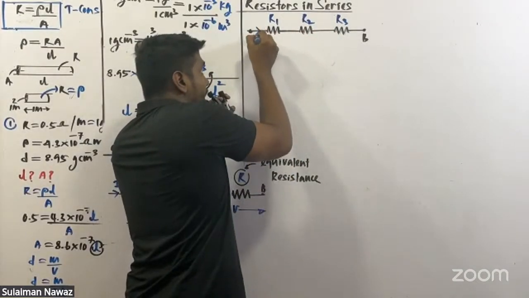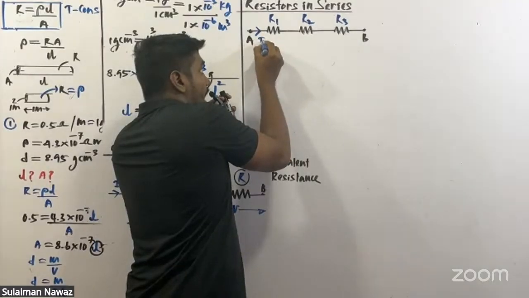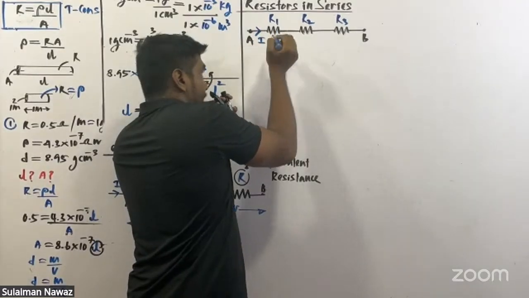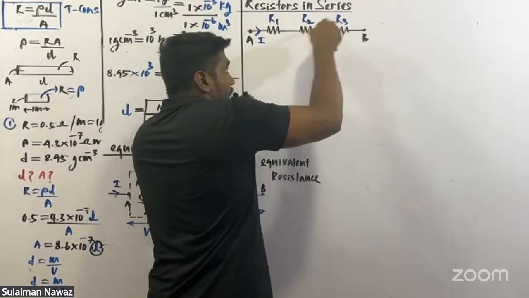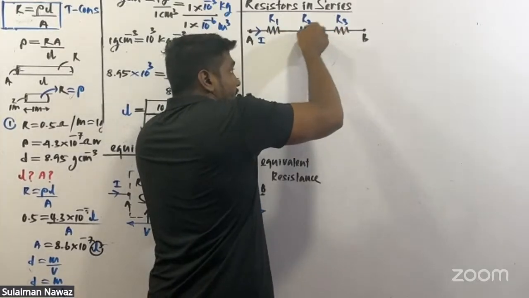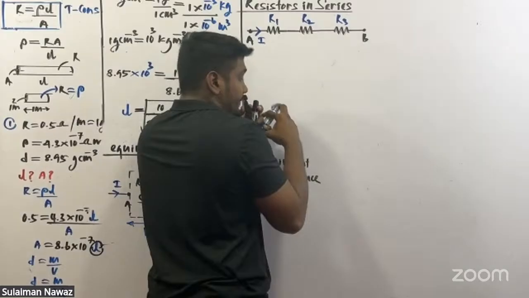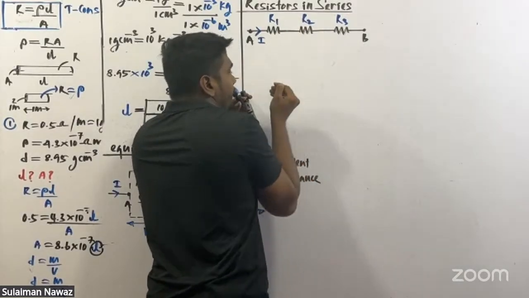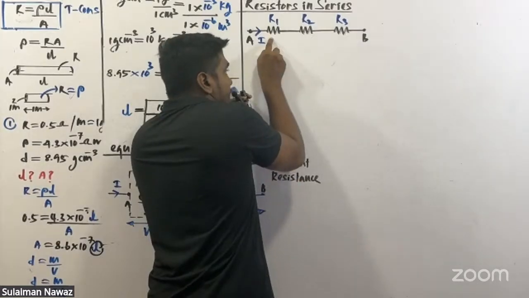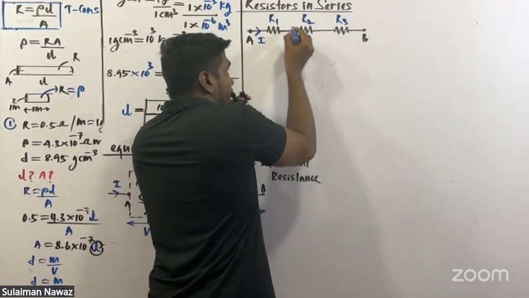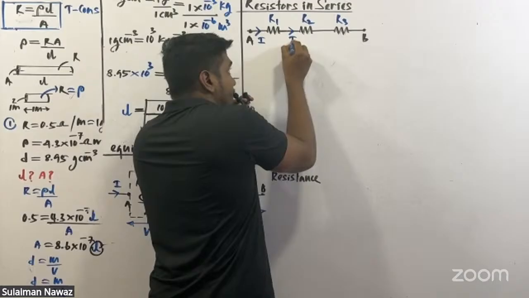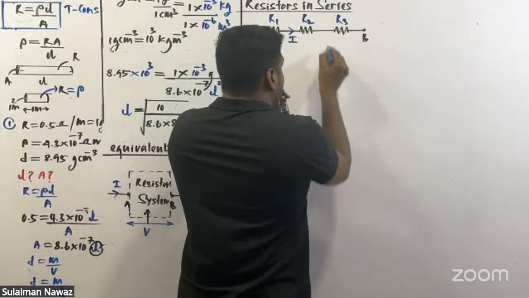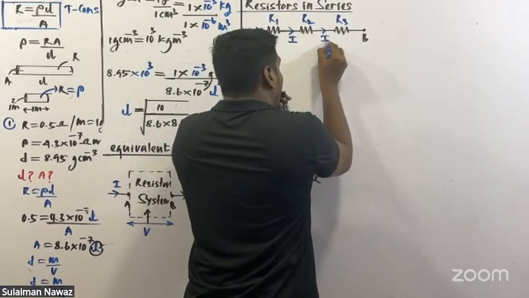If R1, R2, R3 resistors are connected together in series, whatever the current passing through R1 resistor, whatever the current passing through R2 resistor, and whatever the current passing through R3 resistor, all are the same current.